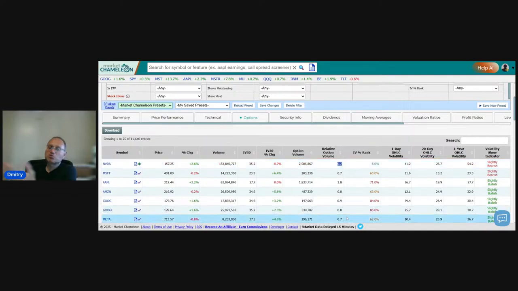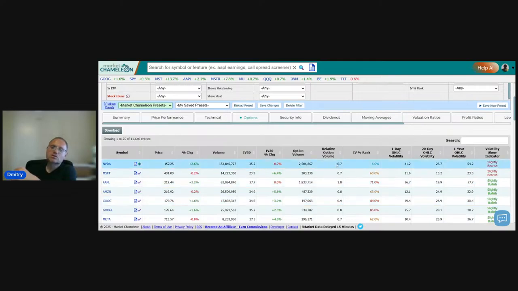So here you see 0.7, which is below the average daily volume. If it was right at the average daily volume, we would see that ratio 1, right? If today's volume was 2.5 and average daily volume was 2.5, then this ratio would be 1. If this ratio is above 1, that means today's volume is higher. If it's below 1, that means today's volume was lower than the average.